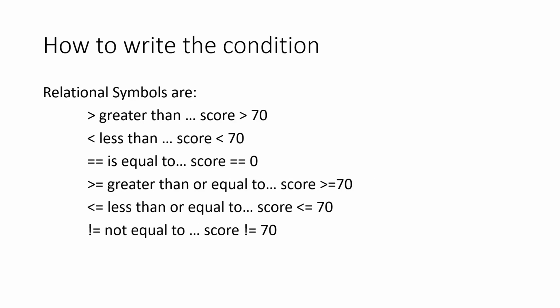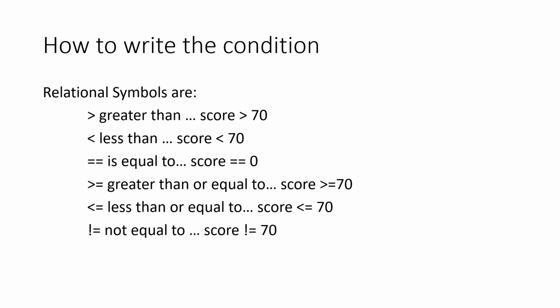So here is a slide where I sum up for us a review of the symbols that we have available in Python, how we read them, and an example of how we use it. These are all the symbols that we have to compare two values. Relational symbols are greater than, so for example, score greater than 70, less than, score less than 70. Double equal is for equality.